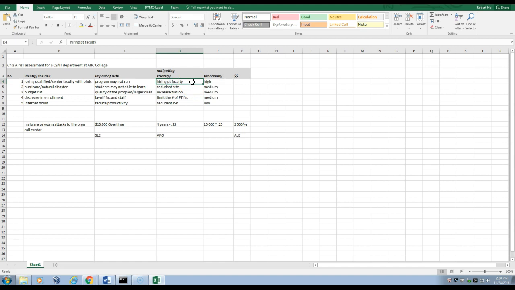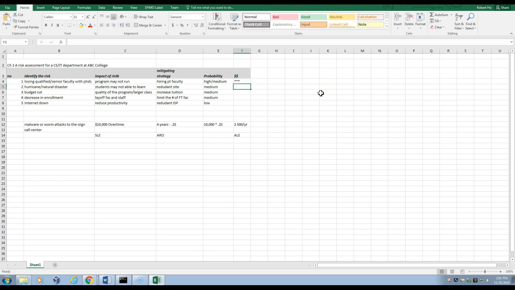So that's how you mitigate the risk. What's the probability of that occurring? Let's say that the probability is high to medium. If it is high, that means you need to pay more attention. You need to be more proactive, right?